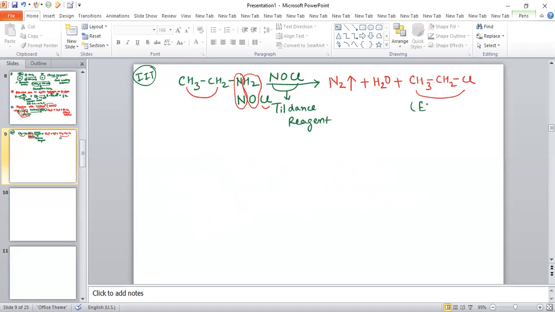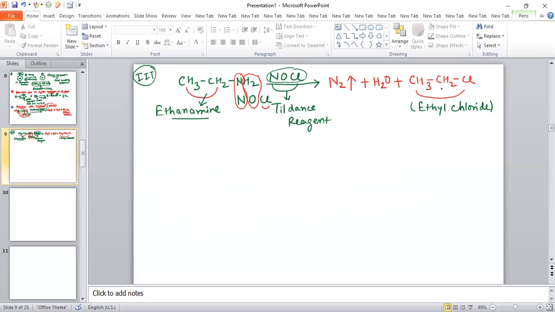This ethyl chloride is obtained as a product by using Tilden reagent, and this compound is basically ethanamine. So ethanamine on reaction with Tilden reagent NOCl gives ethyl chloride as a product. So this product is obtained after reaction.